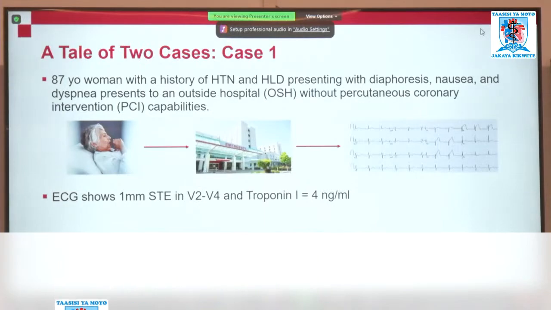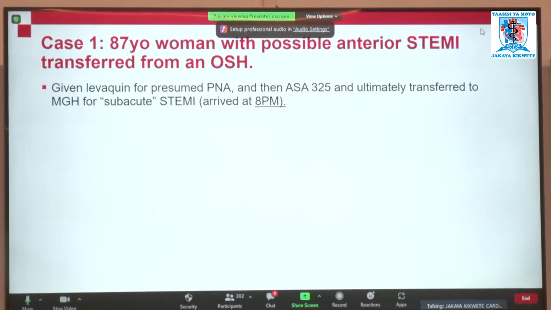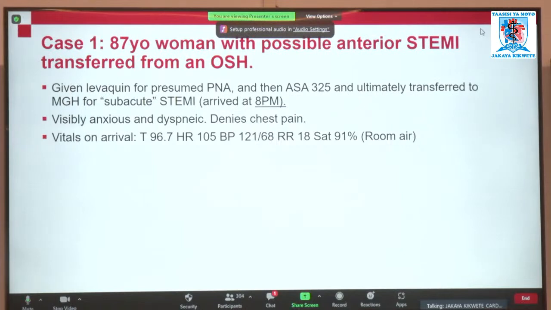On arrival, she was found to have ST elevations at V2 through V4 with an elevated troponin, indicating this had been going on for some time on the basis of the other biomarkers. As often happens, acute coronary syndrome diagnoses are often delayed in these community hospitals, and the patient was initially treated with antibiotics. She was given aspirin and transferred to our hospital for a quote-unquote subacute STEMI, which unfortunately is not really a thing that exists. The symptom to transfer time was 14 hours.